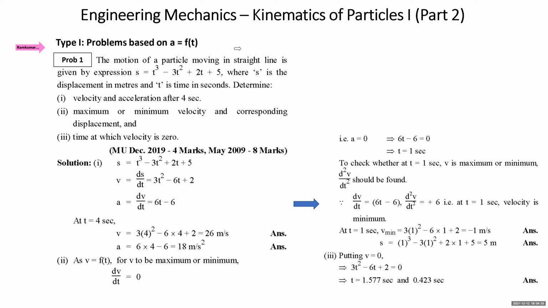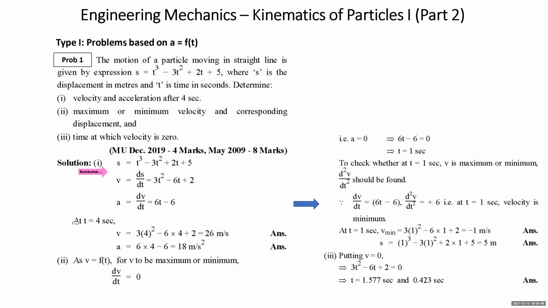I'm reading it. The motion of a particle moving in a straight line, that means rectilinear motion, is given by s is equal to t cube minus 3t square plus 2t plus 5, where s is the displacement in meters and t is the time in seconds. Determine: number one, velocity and acceleration after 4 seconds. Second, maximum or minimum velocity and corresponding displacement. Third, time at which velocity is zero.